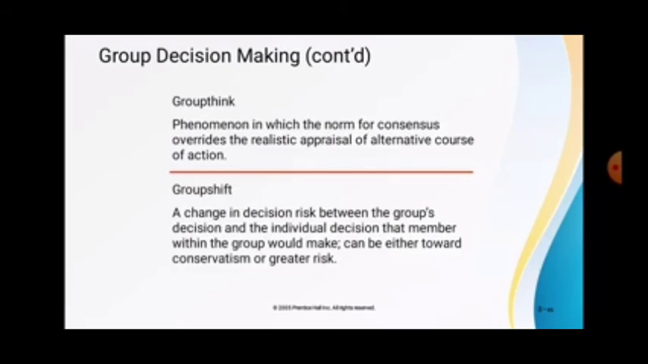So most of the time there are differences between individual decision making and group decisions. Group shift is the phenomenon in which individual decisions make way for an exaggerated group decision. Group shift can be seen as a special case of groupthink.